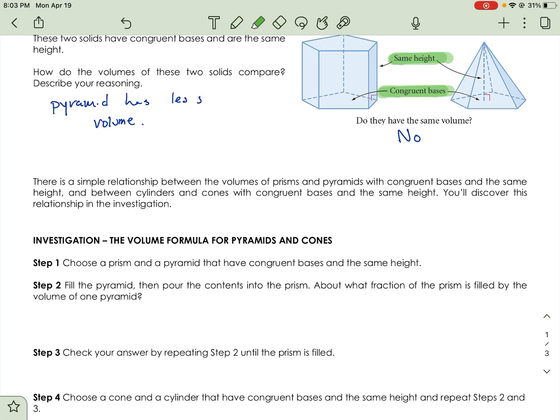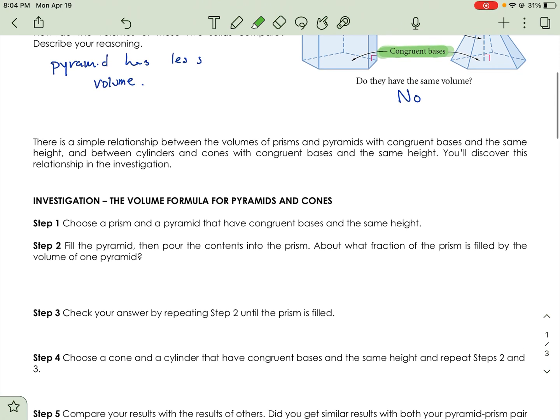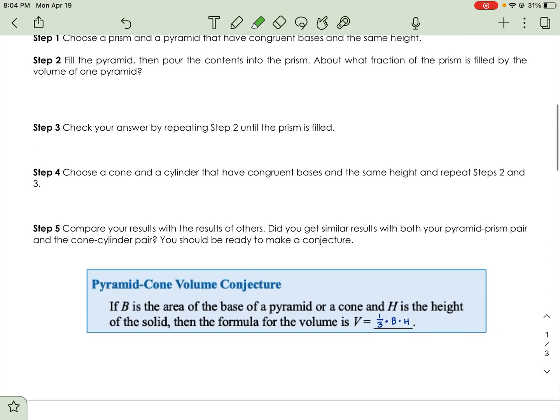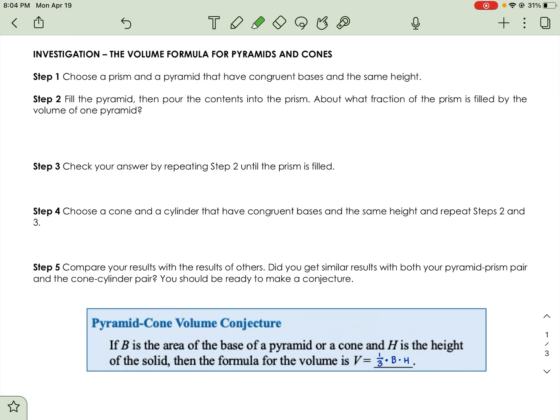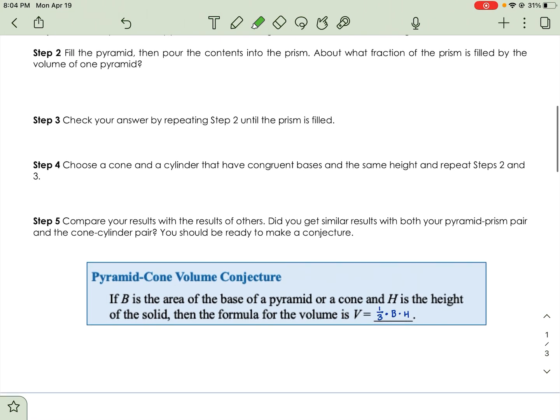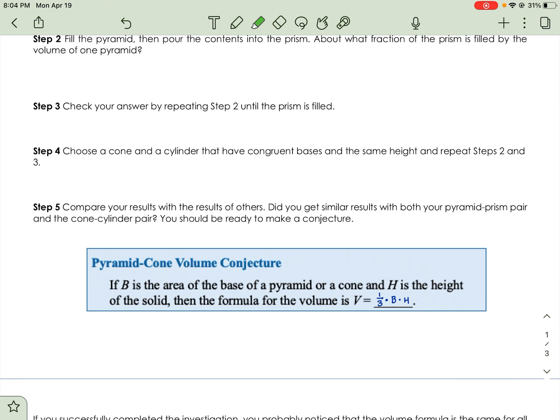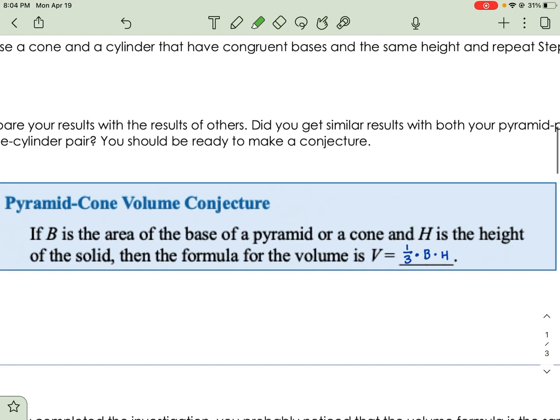In class, you would see me take a pyramid and the prism and fill them up with water and compare the volumes. Same thing with the cone and cylinder. I would take a cone and cylinder that are the same height with the same base, fill the cone up with water, and what we would see is that if you take the amount of water in the pyramid or the cone, you would need to fill it up 3 times in order to fill up the prism or cylinder.